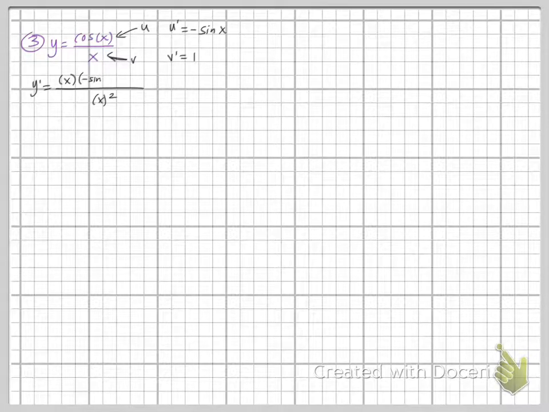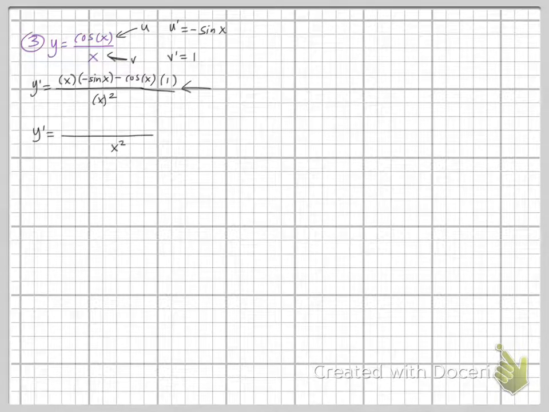So minus sine of x. And then minus, that's the rule, it's going to be a subtraction here. Your numerator, cosine of x, just copy, multiplied by the derivative of the denominator, v prime, 1. Okay, so this is my derivative.